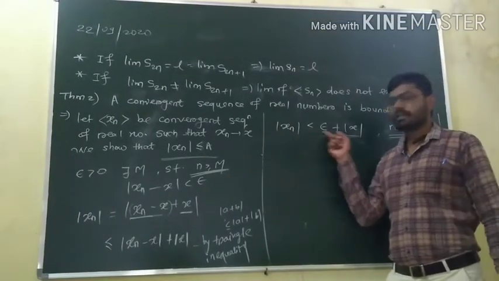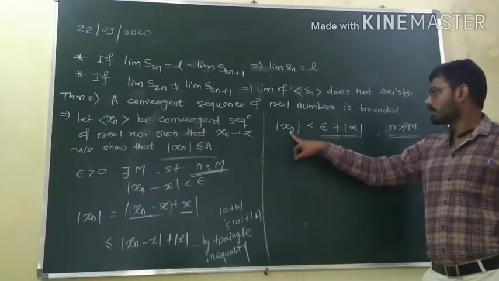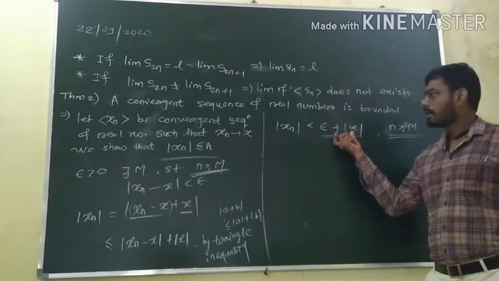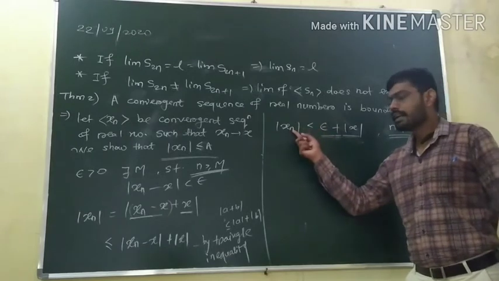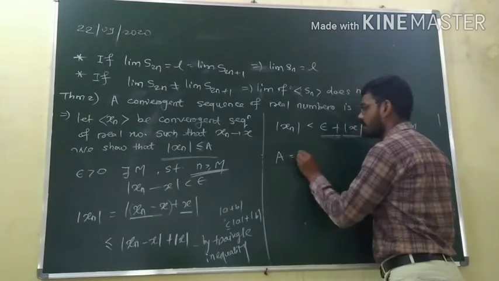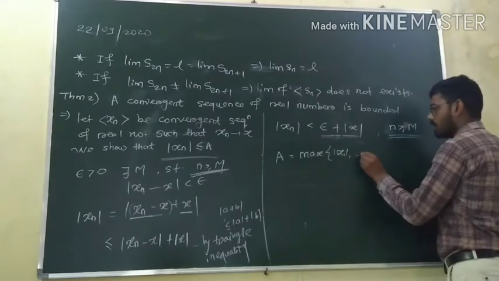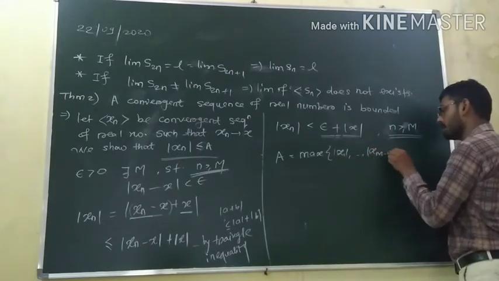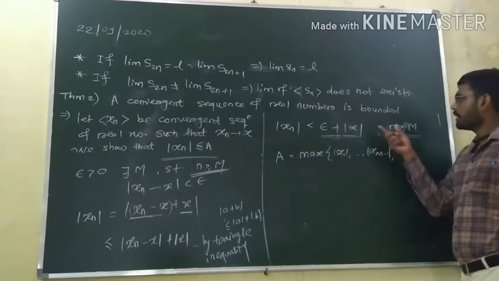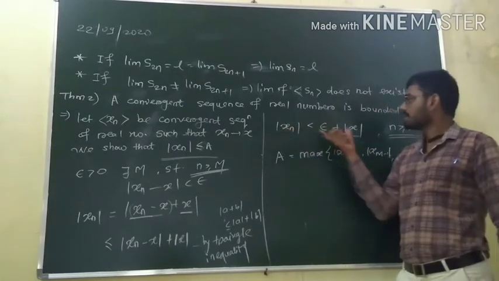So from this condition we see that the elements of the sequence xn whenever n is greater equal m are less than this term. But what about the elements where n is less equal m? For that purpose we take a equal to the maximum of mod of x1, mod of x2 up to mod of xm minus 1. Now ahead of these terms, that is from xm, xm plus 1, xm plus 2 up to so on, all the terms are less than this element.